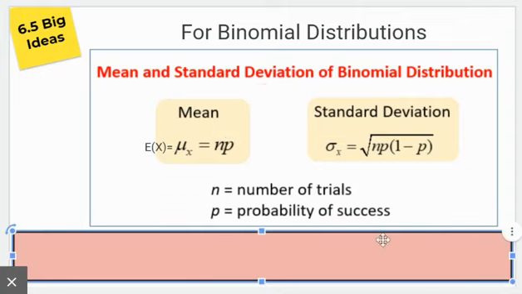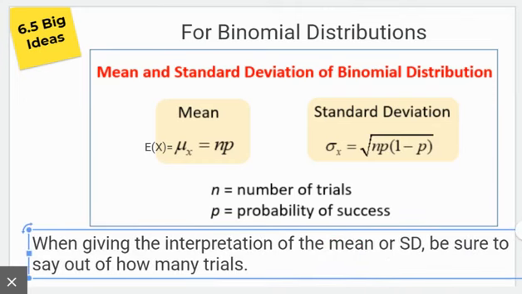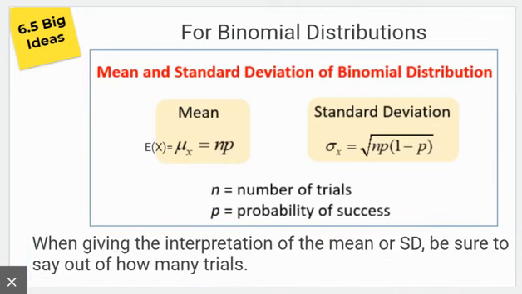One last thing that I want to point out, and that is this. If you are asked to give an interpretation of the mean or an interpretation of the standard deviation, make sure that you mention out of how many trials. Okay, that needs to be a part of your interpretation. So out of 10 trials or out of 50 trials, whatever it may be, that statement needs to be a part of your interpretation if you are asked to interpret the mean or the standard deviation of a binomial distribution.